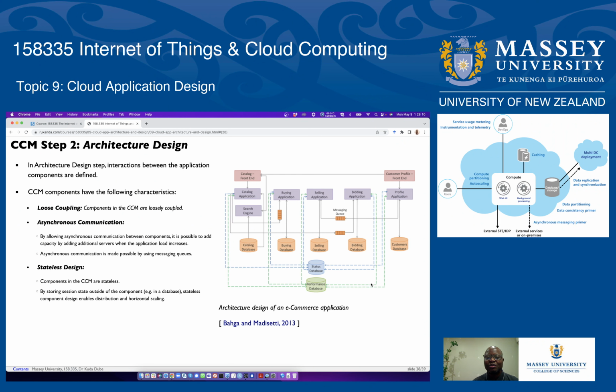Right. So make sure that the components have the characteristics that are good for engineering cloud applications, like loose coupling. They are not tightly integrated, they are loosely coupled. There's also asynchronous communication between these servers, as well as stateless design. So by allowing asynchronous communication between components, it is possible to add capacity by adding additional servers when the application load increases. This allows you to do that without affecting other modules, which means they might still work while you do that.